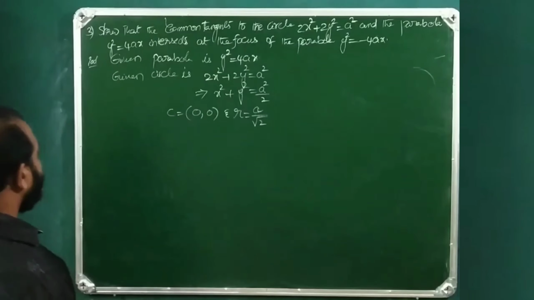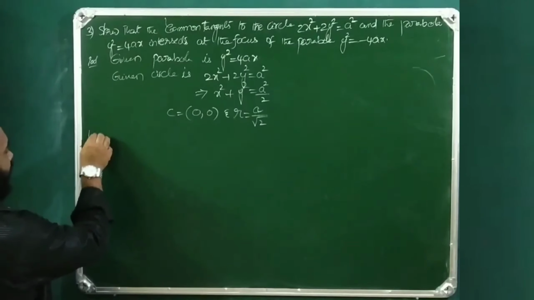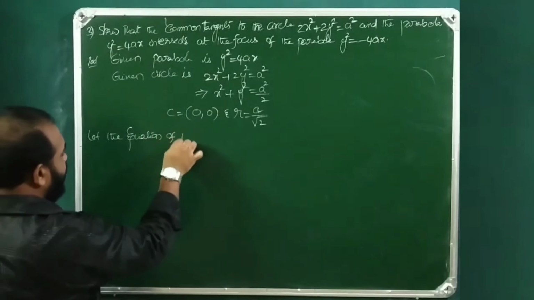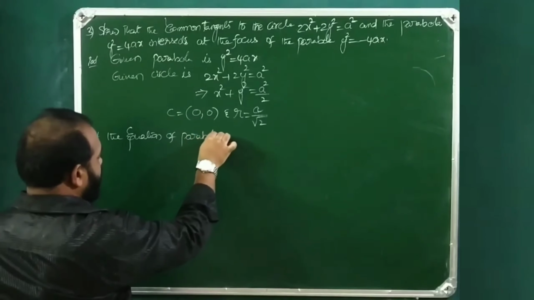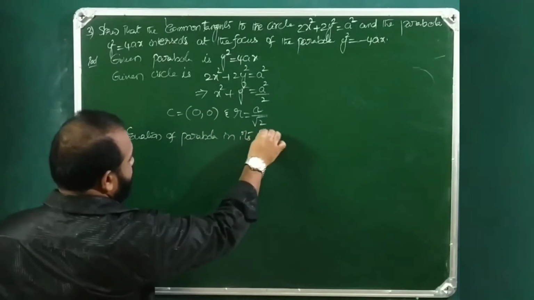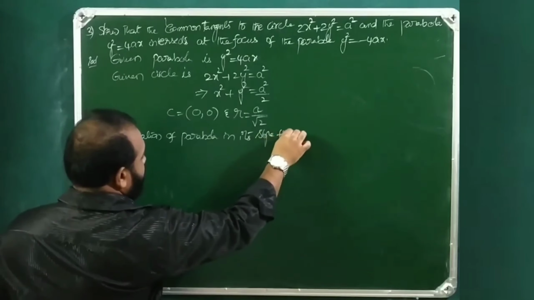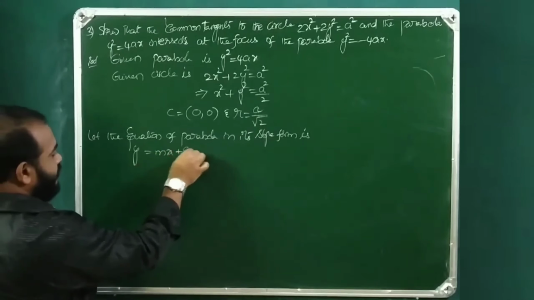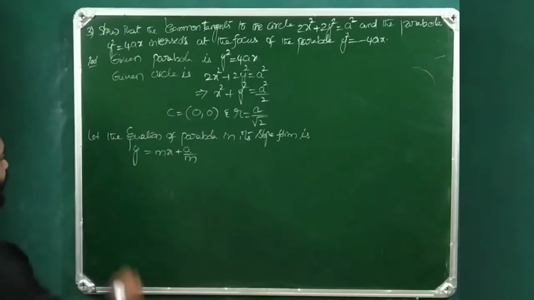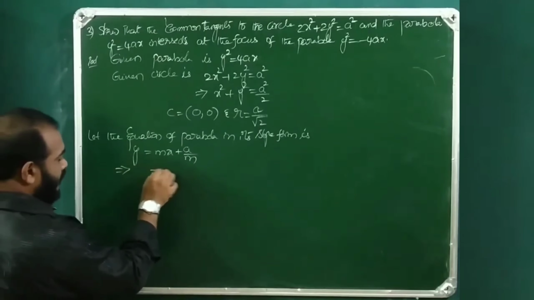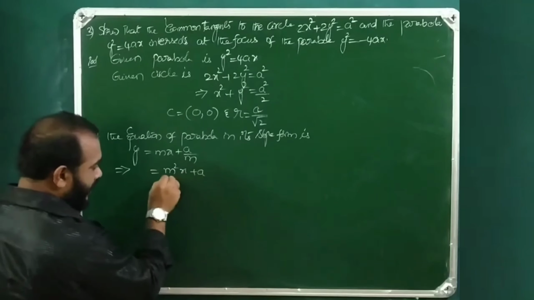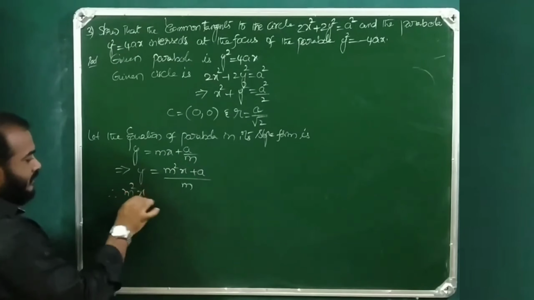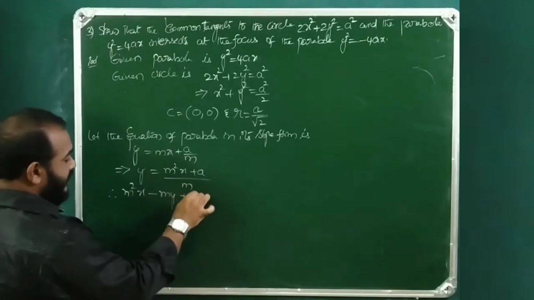Now, let the equation of the parabola in its slope form be y equals mx plus a by m. So from this, m square x plus a is equal to my. Therefore, m square x minus my plus a is equal to 0.